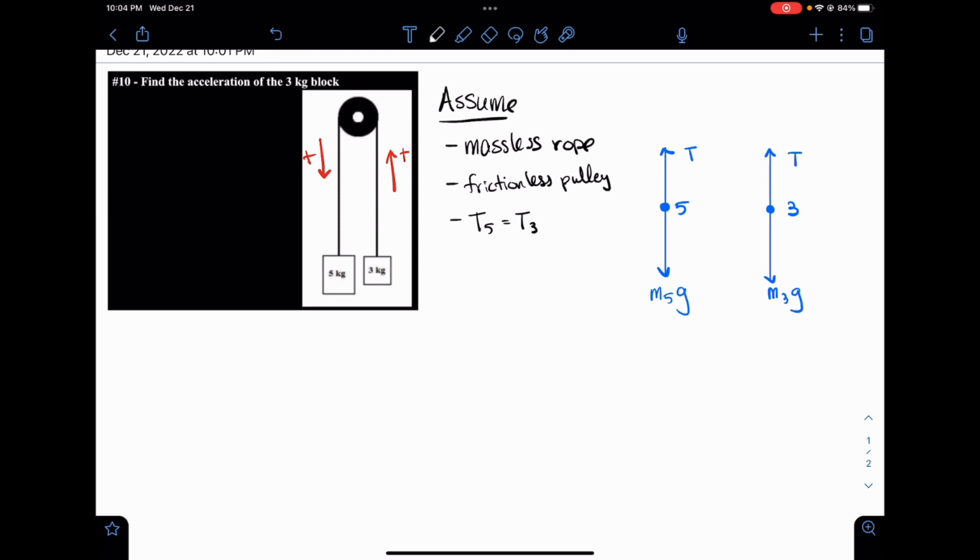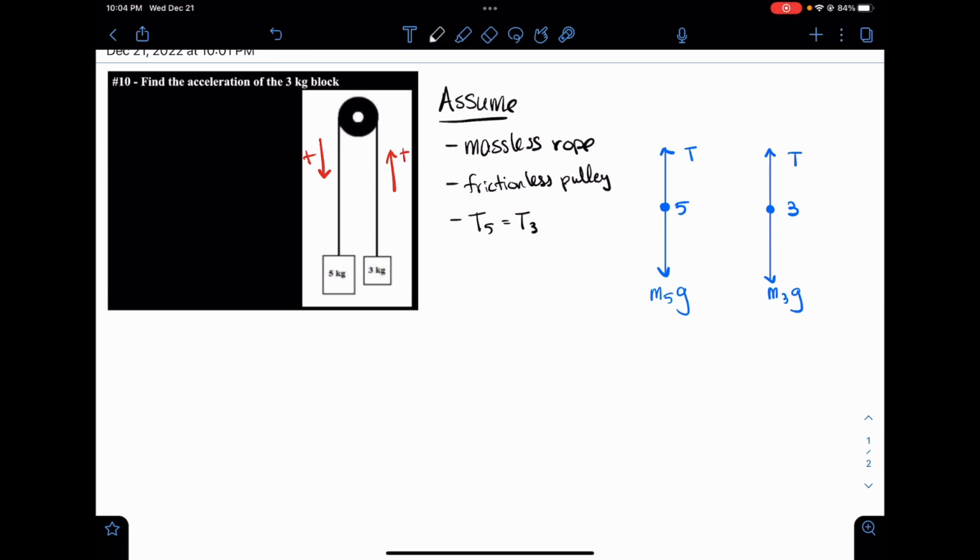So I have drawn two free body diagrams. They're really simple. Over here we have the 5 kilogram block. It has a force pulling it downwards of the mass of the block times acceleration due to gravity, and then it has tension pulling it up. Block 3 has the same tension pulling it up, and it has the same acceleration due to gravity pulling its 3 kilogram mass downward. We can also assume that both tensions equal each other.